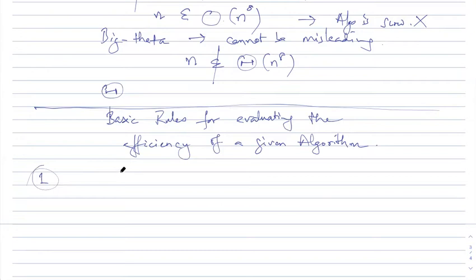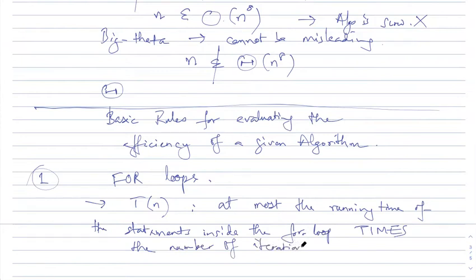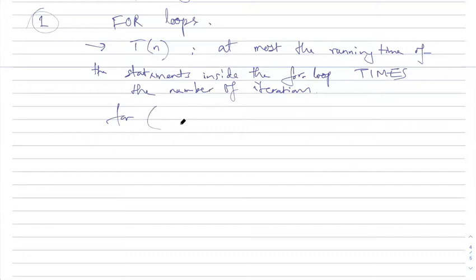So rule number one is for loops. So when you see for loops, the running time, T of n of a for loop, is going to be at most the running time of the statements inside the for loop times the number of iterations, right?